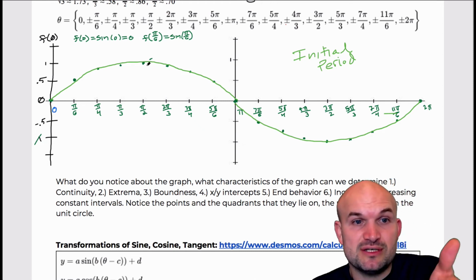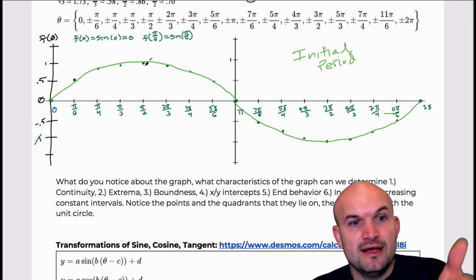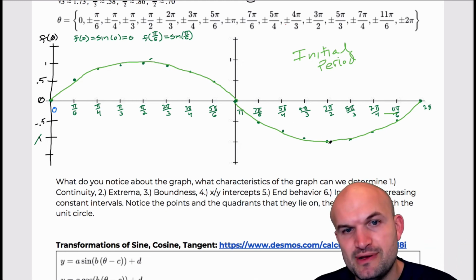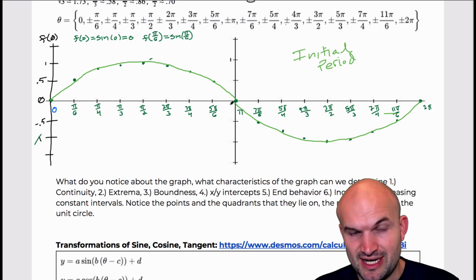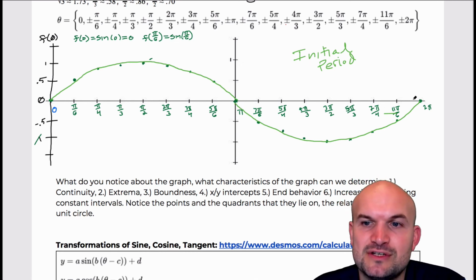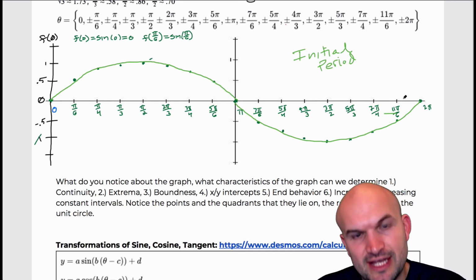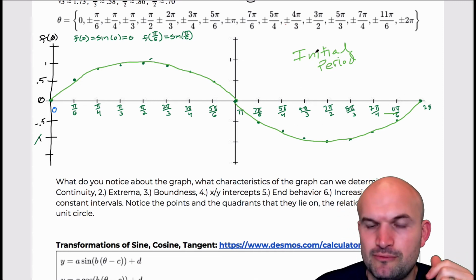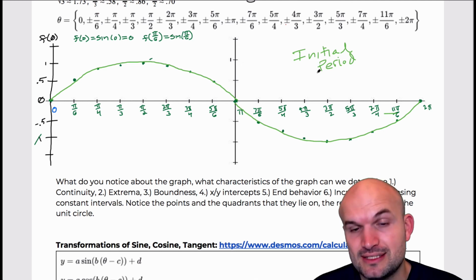you can see from 0 to pi halves, the graph is increasing. And then from pi halves all the way down to 3 pi halves, the graph is decreasing, even though it has this inflection right here. And then from 3 pi halves over to 2 pi, you can see it's increasing. So that is something that we'll consider and look at again later.